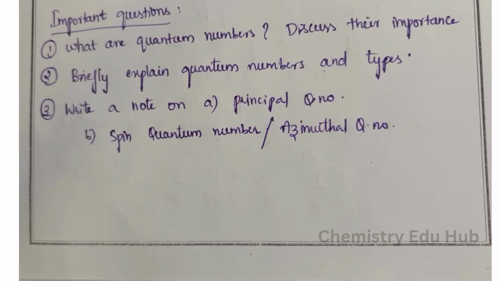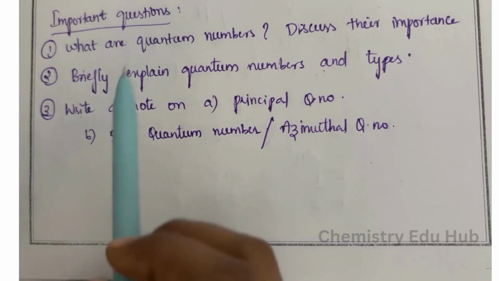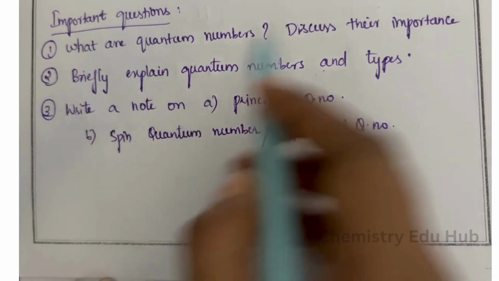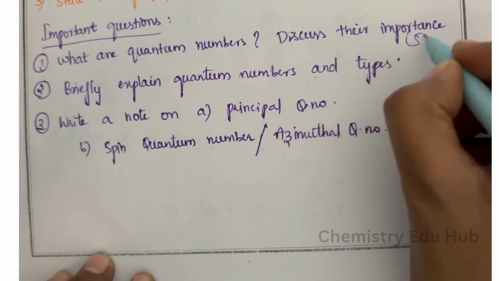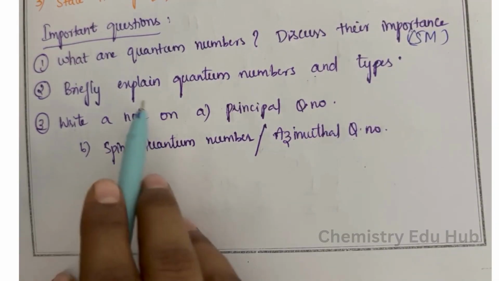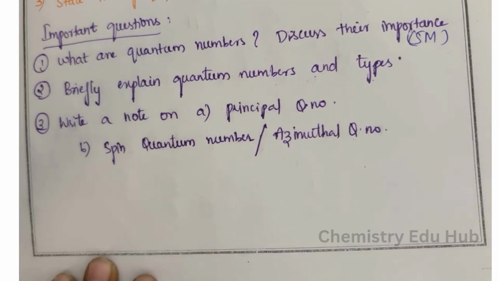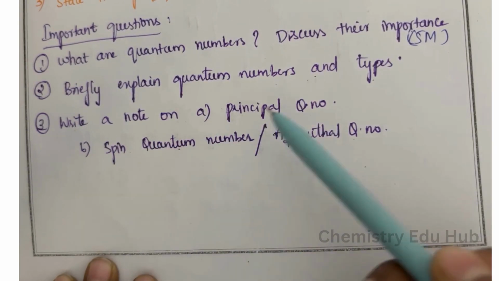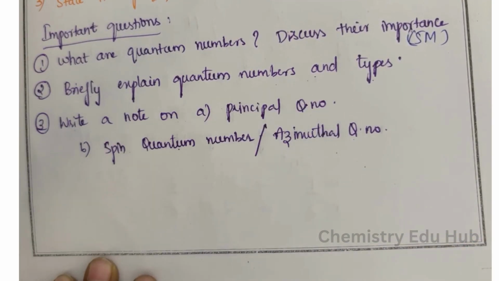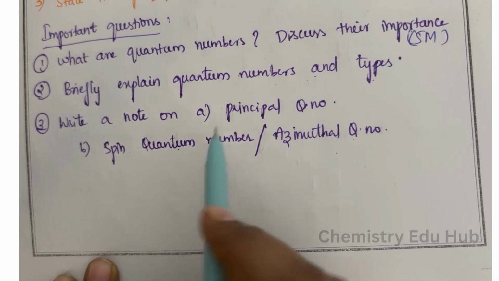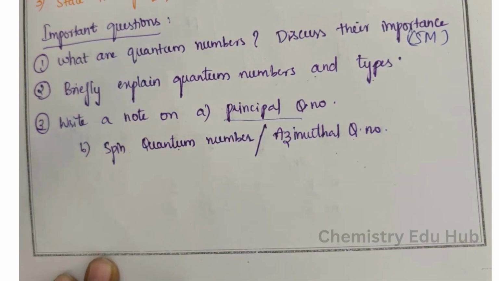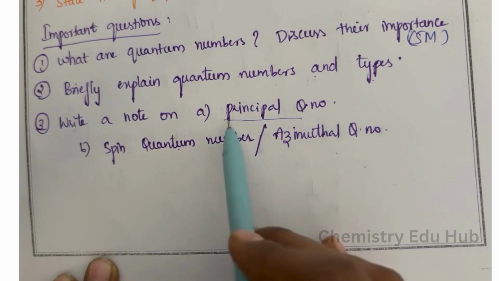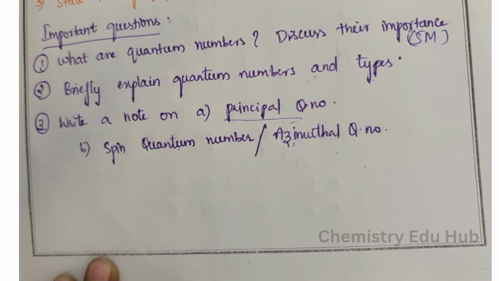This video is about the 4 quantum numbers, and let us see the important questions now. Mostly from this concept you can get 5-mark questions like: what are quantum numbers, discuss their importance, briefly explain quantum numbers and their types, write a short note on the principal quantum number or spin quantum number, principal quantum number or azimuthal quantum number. Like this they can ask for 5 marks. Or if they ask for 3 marks, they can just ask what is the principal quantum number and write its importance, or any one type of quantum number.